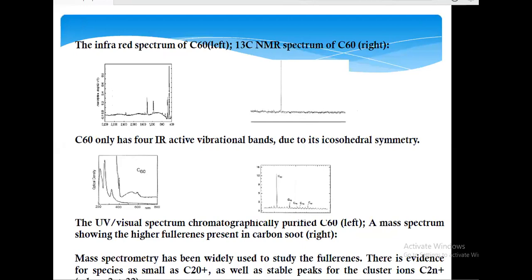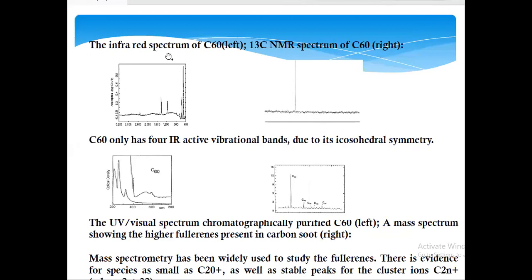These are the various spectra. This is an infrared spectrum of C60 Buckminsterfullerene at left, and this is a nuclear magnetic resonance spectrum of C60 at right. There are four infrared active vibration bands due to icosahedral symmetry.